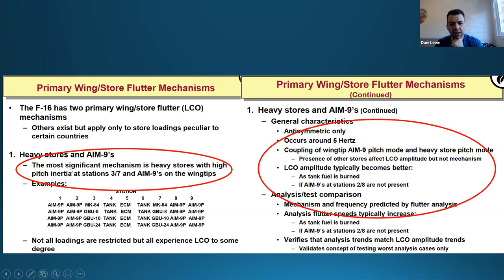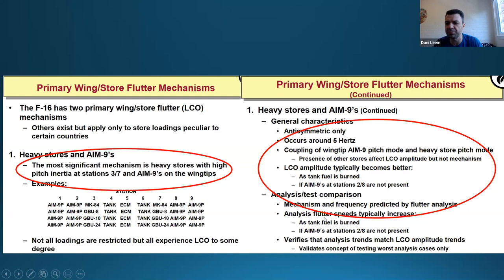The interesting thing is that this is fully identified and fully characterized. We know that it occurs at around 5 hertz. We know the coupling of the wingtip missile with the heavy store. And you can also see the ways to alleviate this. The amplitude becomes better as the fuel tank is burned, and if the air-to-air missiles are not present. This is totally predicted and it's in the manuals. If you are buying an F-16 now, you should be aware of this mechanism, that sometimes you are going to fly with it.